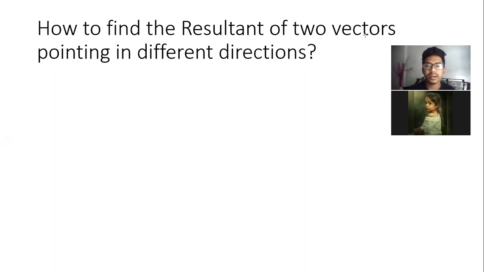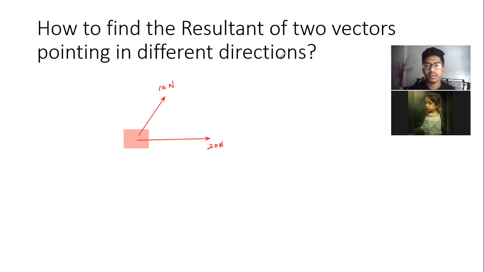Okay, let's say there are two forces acting on a box. One is in this direction and the other one is in this direction, right? So it can be two forces, something like 20 Newton and 10 Newton, right?